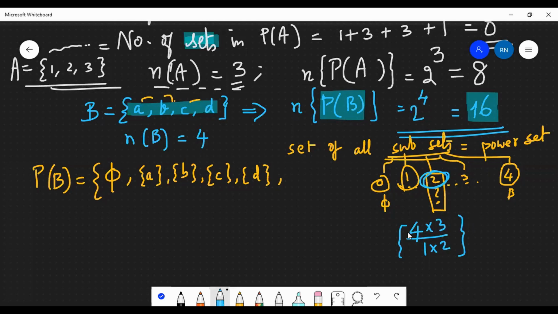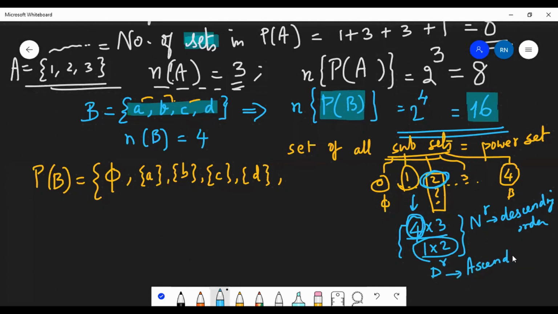What have we done? The number of elements in the set, that is 4. So the numerator, you go in descending order, and the denominator, you write in ascending order. Descending order begins with 4. Ascending order always begins at 1. But how many factors? 2.